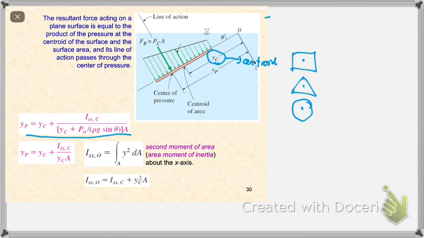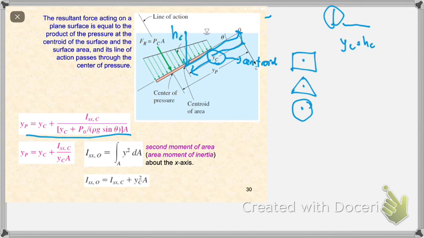If you are dealing with horizontal and vertical surfaces, it's very easy. You know that your y_C is equal to h_C if it's vertical. But for an inclined surface, you need to be very careful with this definition, in which your y_C is defined as the distance from your centroid to the water surface along the incline. This vertical distance is called h_C.